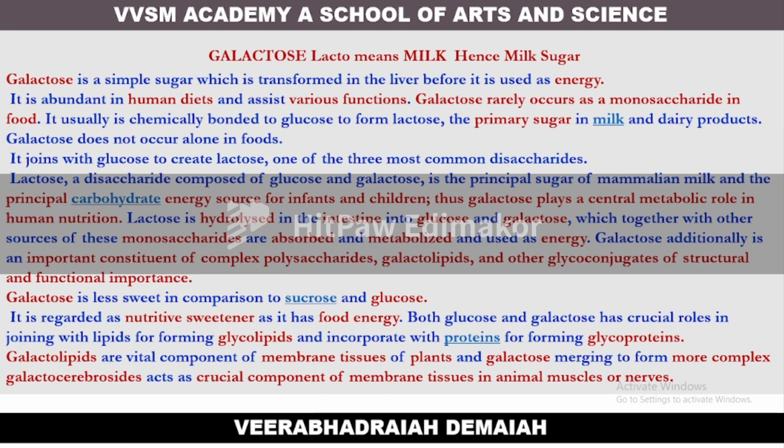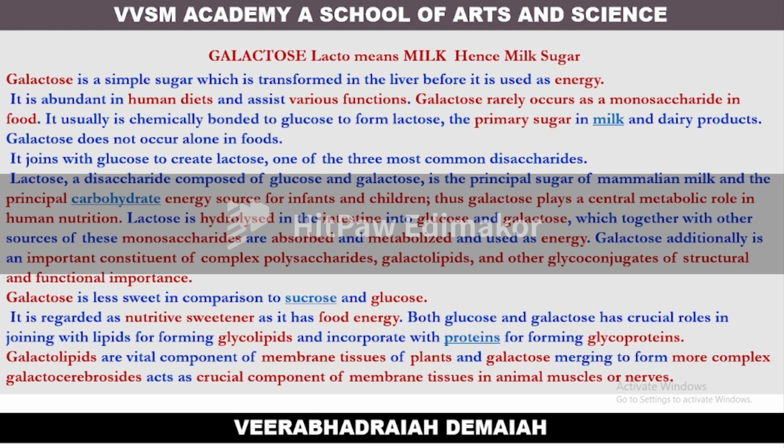Lacto means milk, as I told you. Galactose comes with glucose to create lactose, one of the three most common disaccharides. Lactose is a disaccharide composed of glucose and galactose. It is the principal sugar of mammalian milk and the principal carbohydrate energy source for infants and children. Thus, galactose plays a central metabolic role in human nutrition.